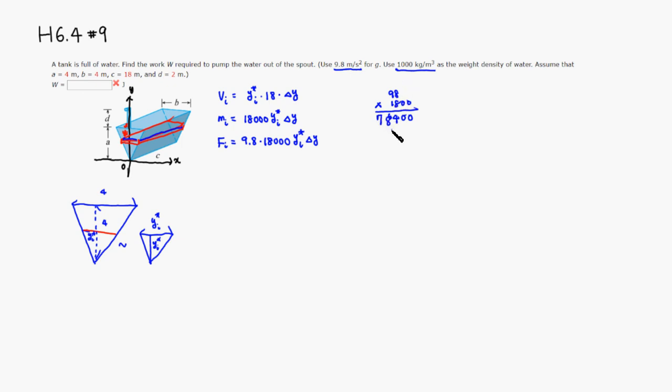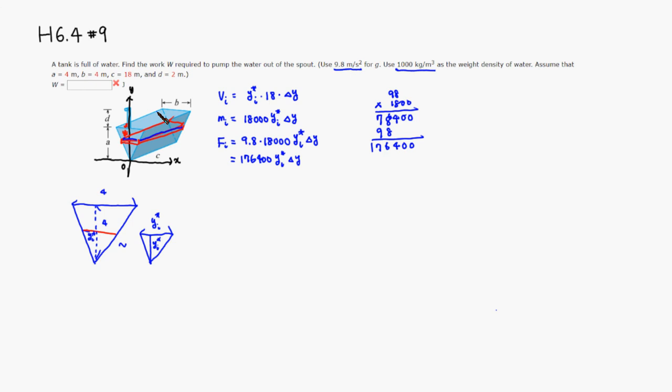and 1, so it's going to be 98. So it's going to be 004671, right? So this is going to be 176400. Then you have a yi star and the delta y. Alright, so that's the force by the box full of water.